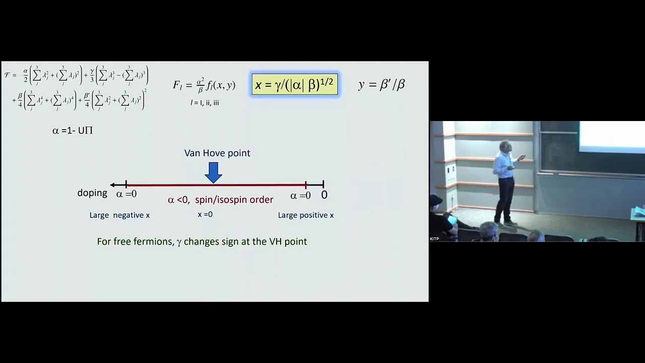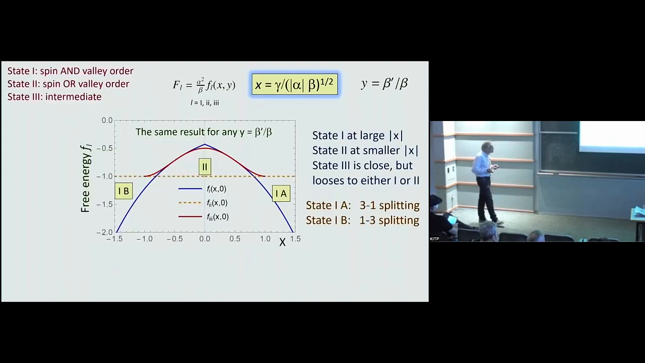I need to calculate these 3 energies and see what's going on. And long story short, again, it turns out that this intermediate state, which is shown here as red, is always quite close, but it's never the winner. So you have 2 clean states, either one of them or the other one. So read it like this: either valley and spin order, or either valley or spin order. Of course, if I relax the restriction of exact SU4 symmetry, the intermediate state may happen, but then I go into fantasies.